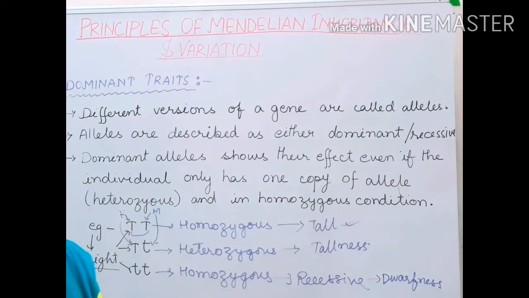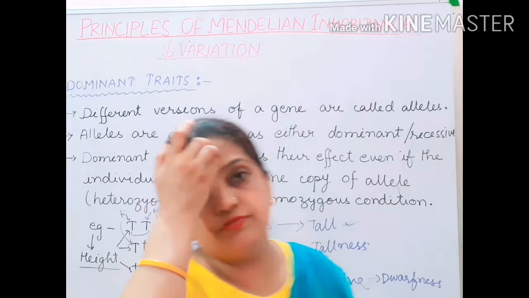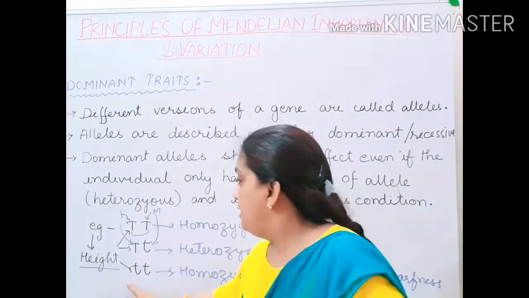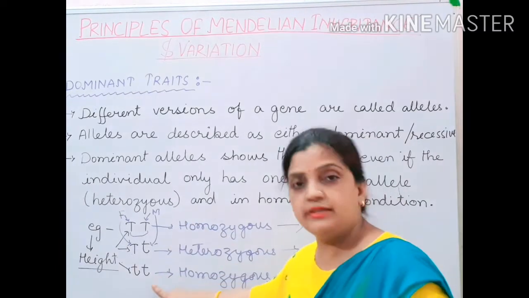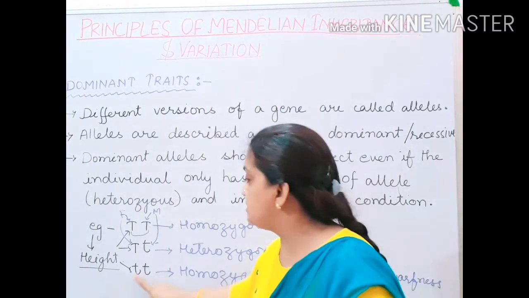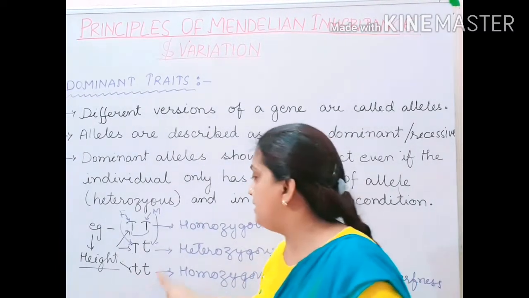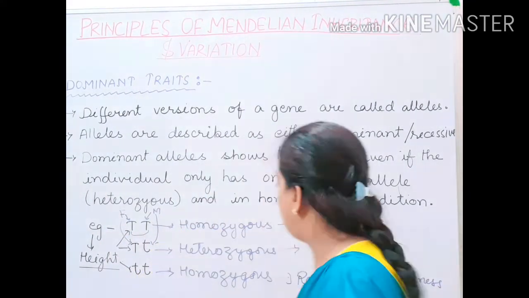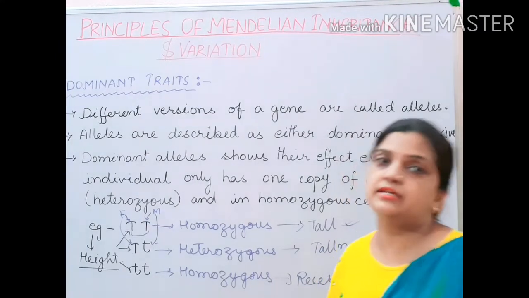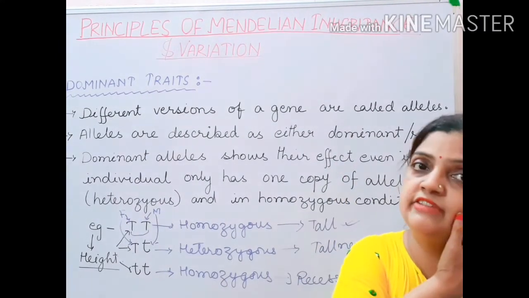So it depends upon which type of gene is coming from the parent. If the allele from the father is small t and from the mother is also small t, then this is a recessive gene. And here, in spite of being homozygous, the condition will be recessive only. The recessive character will be expressed.